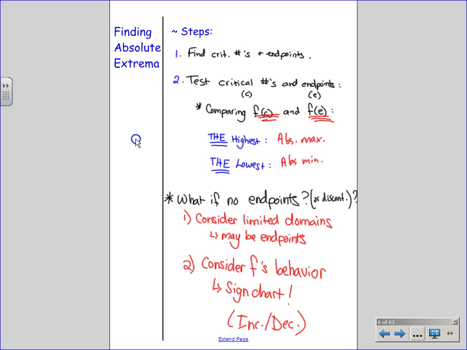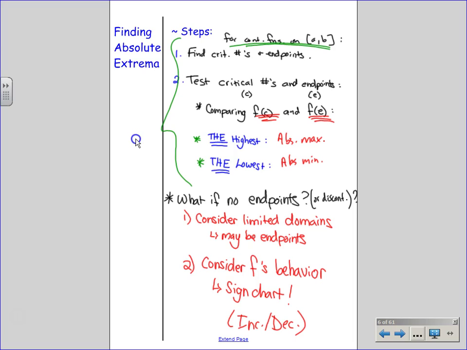You're looking at the second derivative for critical numbers. Anyway, we'll face it when it comes, if it comes. But this whole dealio in the top, the steps, only works nicely for continuous functions on closed intervals. This whole thing only finds the absolute max and the absolute min for continuous functions on closed intervals.